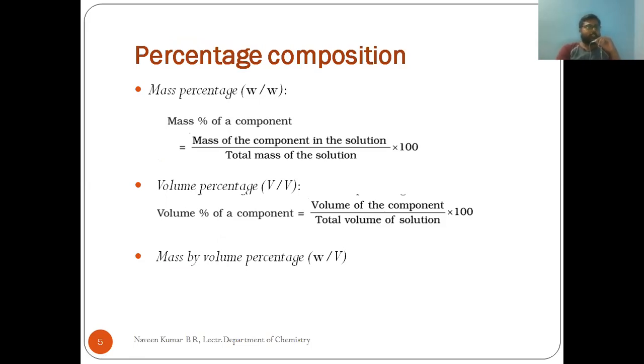It can be expressed in three different ways. If the component's mass is taken in the given solution, we can express the mass percentage for solute in the solution or the solvent in the solution. In general, the formula used to calculate the mass percentage of a component, it may be solute or solvent, will be equal to mass of the component in the solution divided by total mass of the solution into 100.